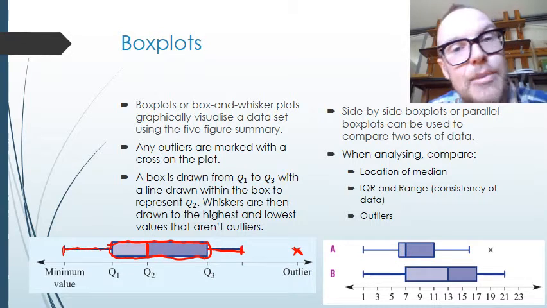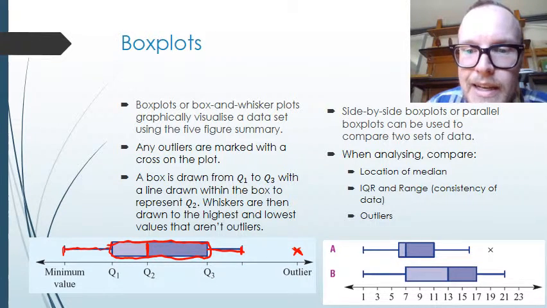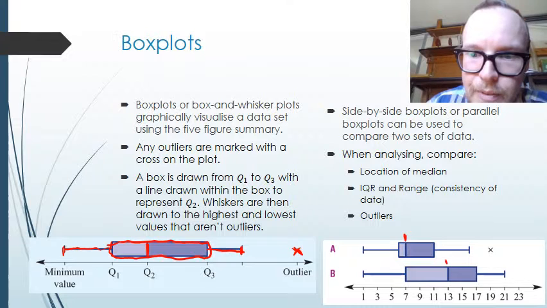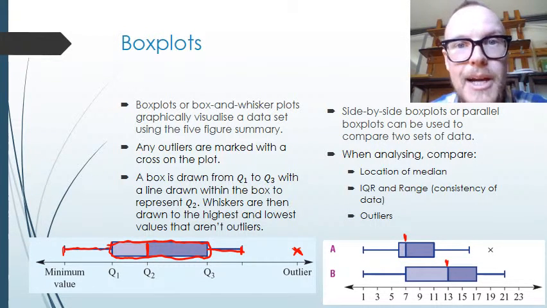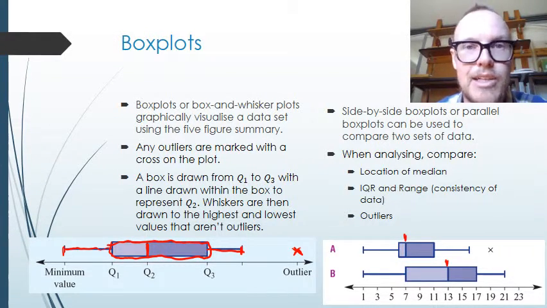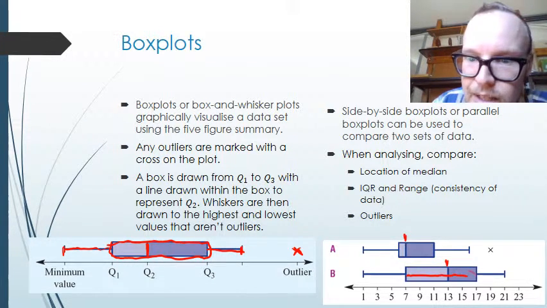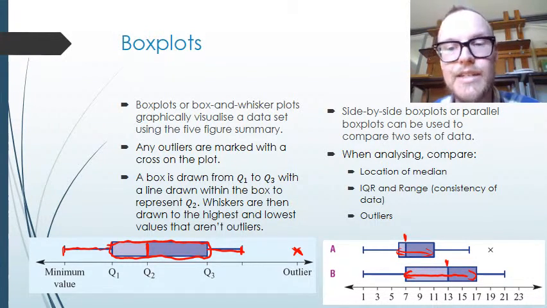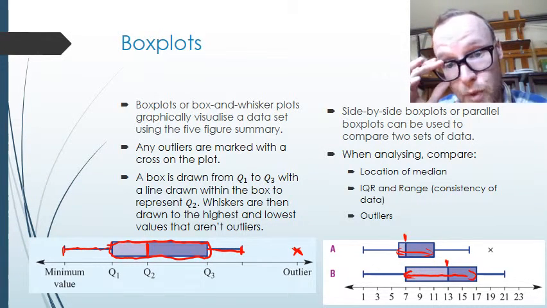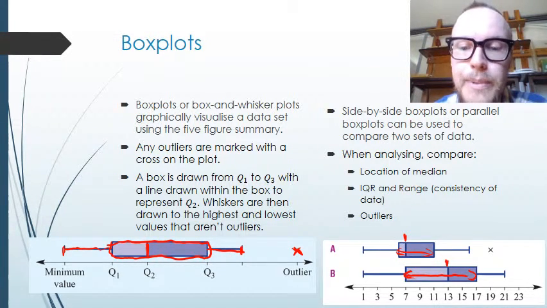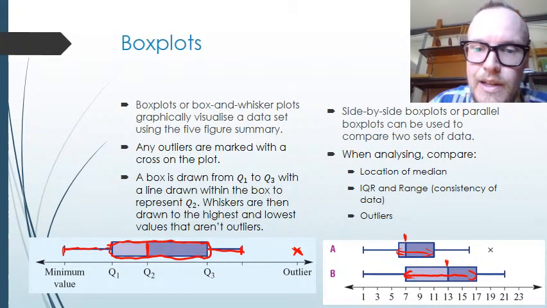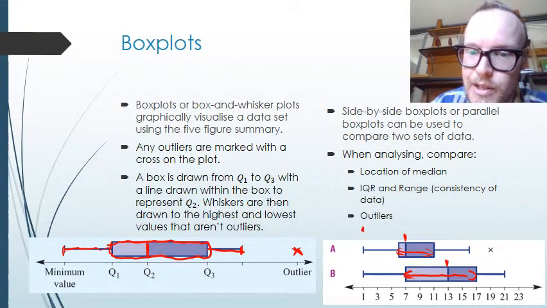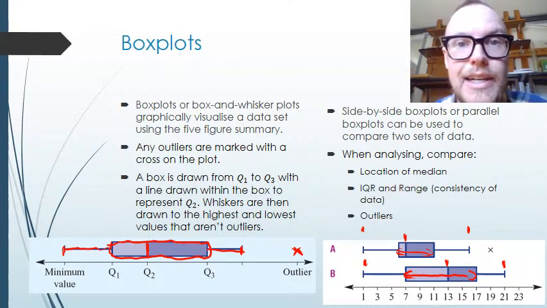For our two examples here, A and B, we can see that the median for A and the median for B can be compared. So we might say the median for data set B is much larger than the median for data set A. We can also have a look at the interquartile range. We can see that the interquartile range for both of these is different. The interquartile range for A is much lower than that for B. The range itself as well, looking at the lowest and highest values here, is much lower for A than it is for B as well.